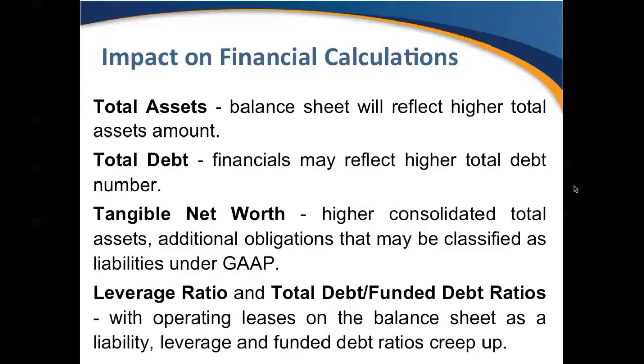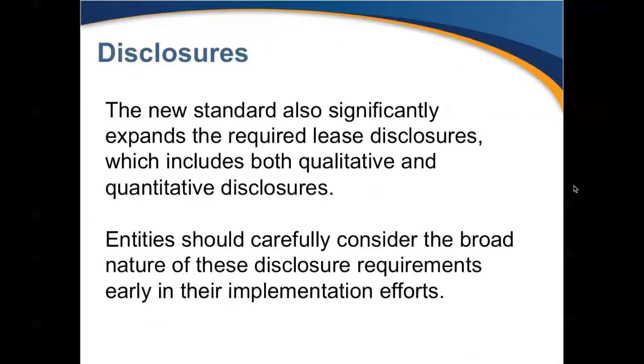So, the impact on the financial calculations. Here are some financial ratios that could be significantly impacted, because you're going to be recognizing additional assets, the right of use asset, and additional liabilities, the lease liability, on your balance sheet. That means assets will increase, the lease liability is a component of debt so debt will increase, net worth could be impacted, and leverage ratios could be impacted. So from a financial ratio standpoint, there could be significant impacts.